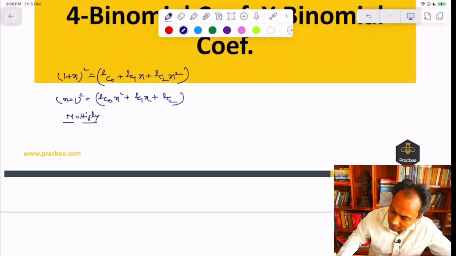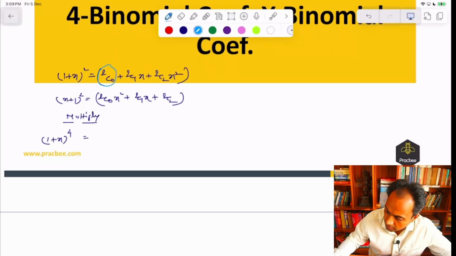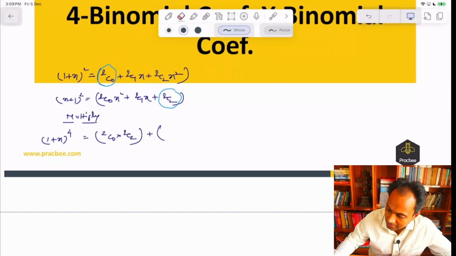If I multiply, my left hand side becomes 1 plus x raised to the power 4. And right hand side, if I want to get the constant term, I will have to take this term and multiply with this term. Only then the constant term will get generated. For constant term, it would be 2c0 into 2c2. If I want to get the coefficient of x, in that scenario, I will have to take this 2c0 and multiply with 2c1 term. This would be one combination, and then 2c1 term and multiply it with 2c0.